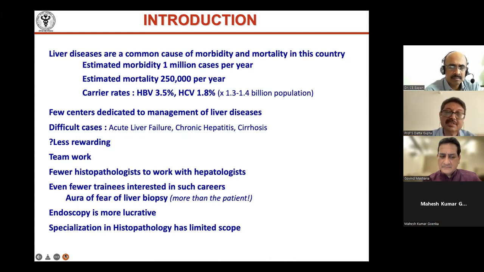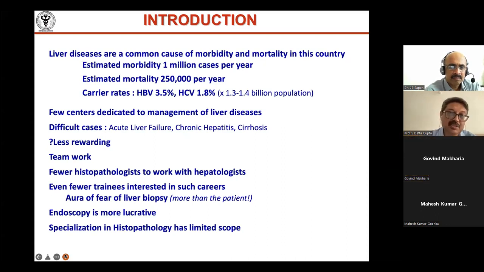The main reason is most liver diseases are difficult. You have acute liver failure, chronic hepatitis, cirrhosis. They are very difficult to treat, often medically. Therefore, it appears less rewarding. You require huge teamwork: the pathologists, radiologists, the gastroenterologists, and other supporting departments.